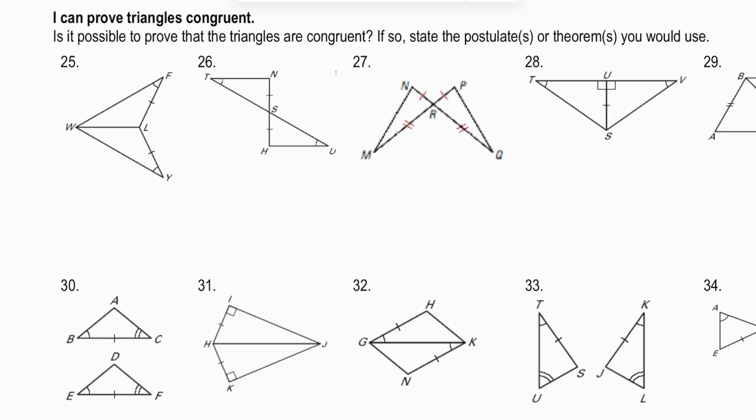This video will go over questions 25 through 39 for our Unit 4 review. For questions 25 through 34, we are asked if we can prove that these triangles are congruent, and if so, to state the postulate or theorem.